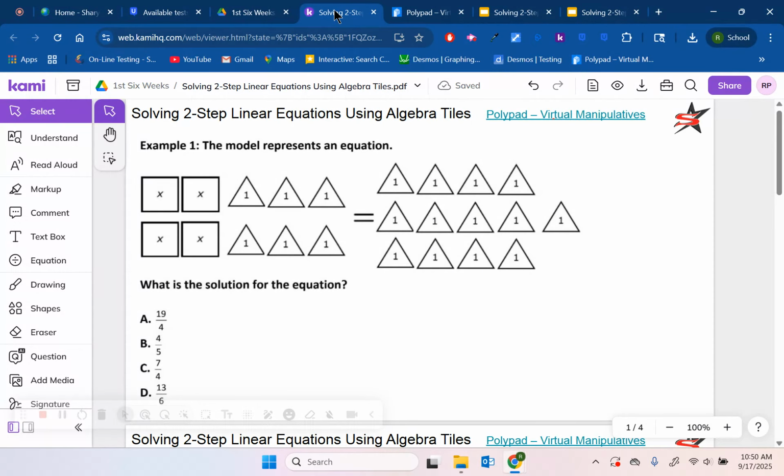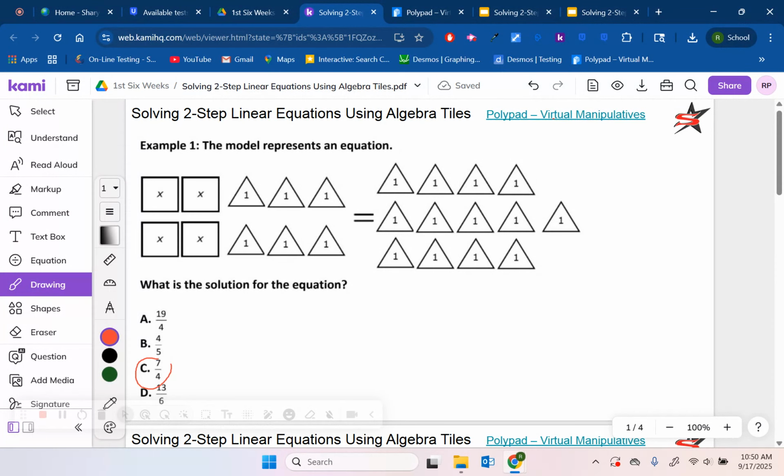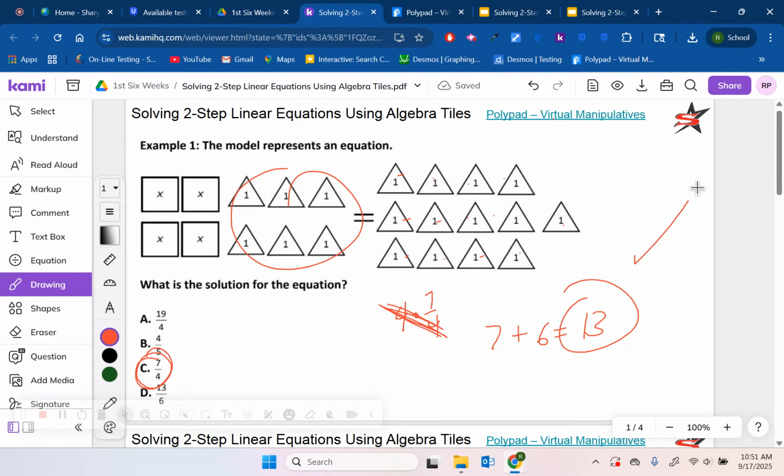So let's take a look at our answer choices. Is there a 7/4 here anywhere? Yeah, it's right there. So that's my answer. And you can always check your answer. So you can go 4 times 7/4. That becomes 7. 7 plus 6 equals 13. 1, 2, 3, 4, 5, 6, 7, 8, 9, 10, 11, 12, 13 on this side. So yes, it's the right answer.